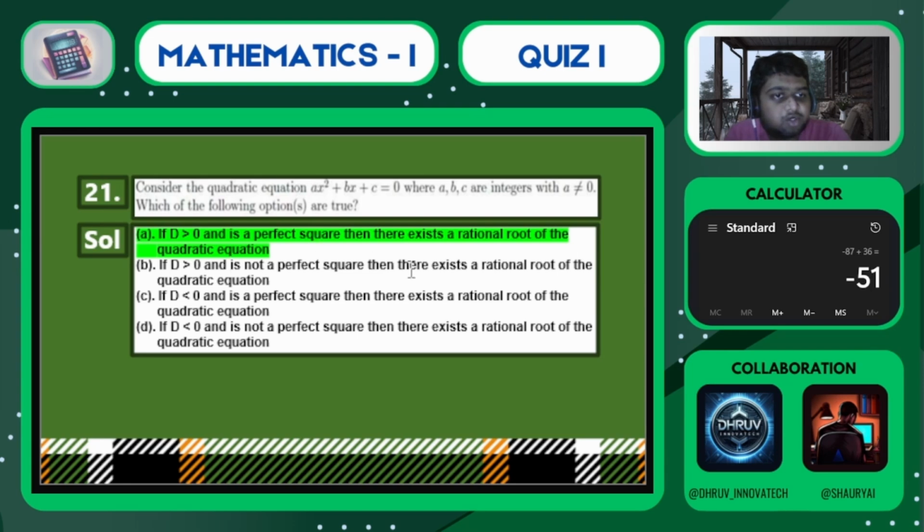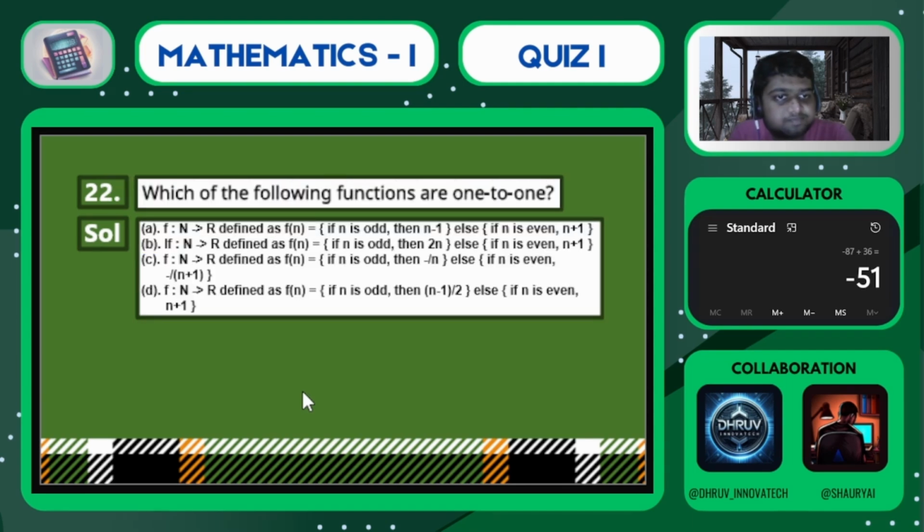When it's less than 0, then there exist no real roots. When rational roots are not possible, irrational real roots are there, but these are irrational in the second condition, not a perfect square. And in the third and fourth cases, it doesn't matter because negative values don't give real roots. So only option A is correct. Moving forward to the next question.